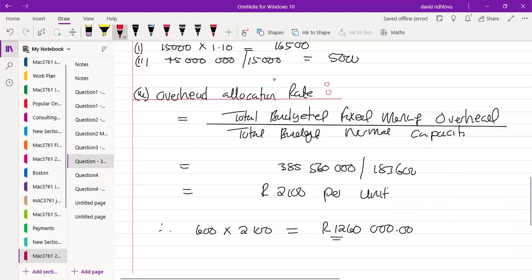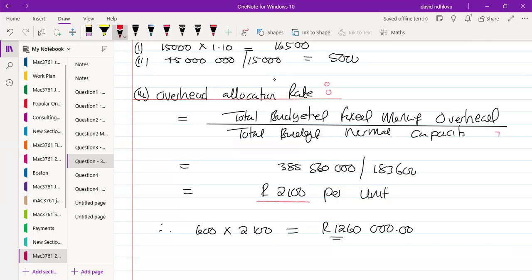So if it is based on units, divide by your normal capacity or by the total budgeted number of units. If it is based on hours, divide by the total budgeted normal direct labor hours. Here we use normal capacity. So we then determined that per each unit being produced, the fixed manufacturing overhead cost was estimated at 2.1.